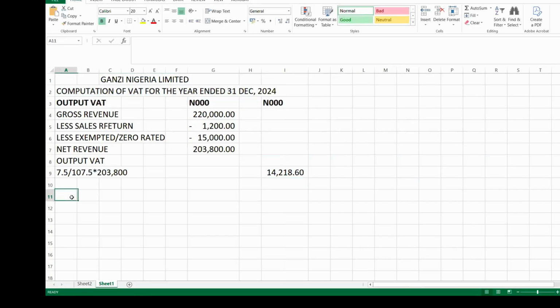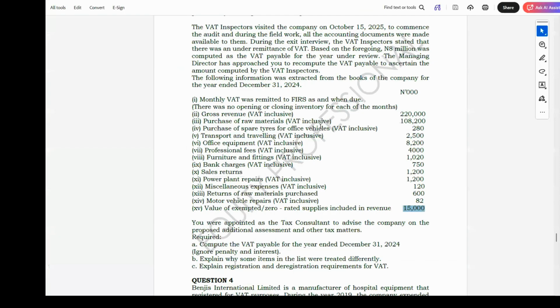After the output VAT, we also have input VAT. Expenditure will give rise to input VAT. So let us go to our question again. For the input VAT, we have the purchase of raw material. This raw material is what they are going to convert to an item that they are going to sell.